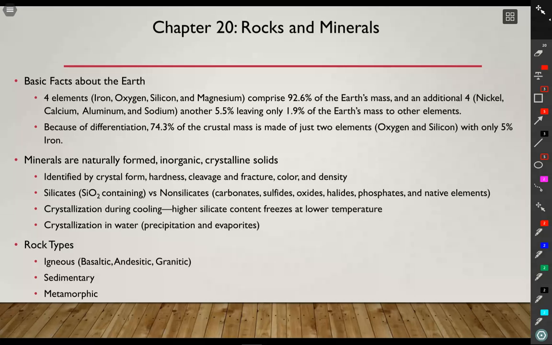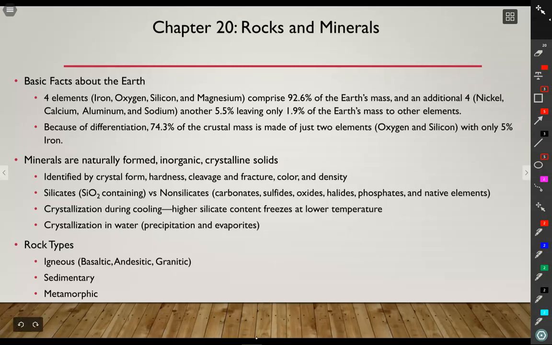Okay, so 4 basic elements comprise the vast majority of the Earth. That is oxygen, iron, silicon, and magnesium. And then you have 4 more that take up most of the rest, and that's nickel, calcium, aluminum, and sodium. Everything else is really minor components.